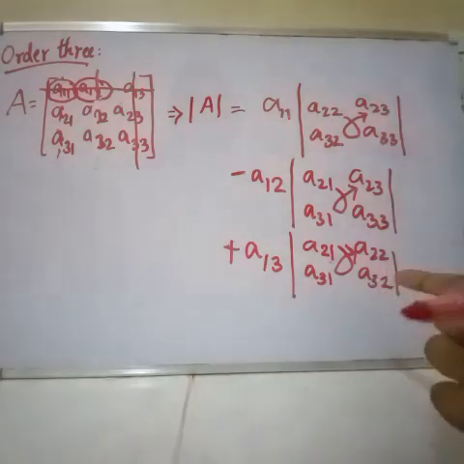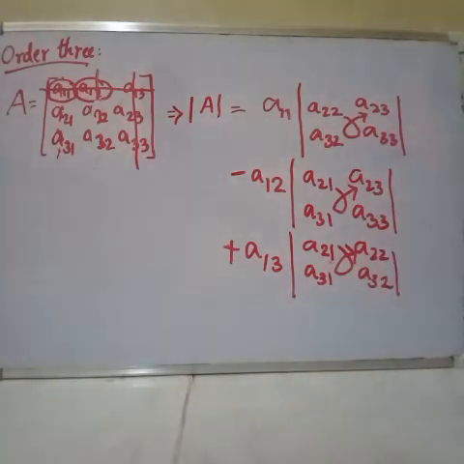If you do all these calculations, you will get the determinant for the 3 by 3 order matrix. It's a little bit lengthier than the 2 by 2 order matrix, but you can do it if you know the steps. It's really easy.